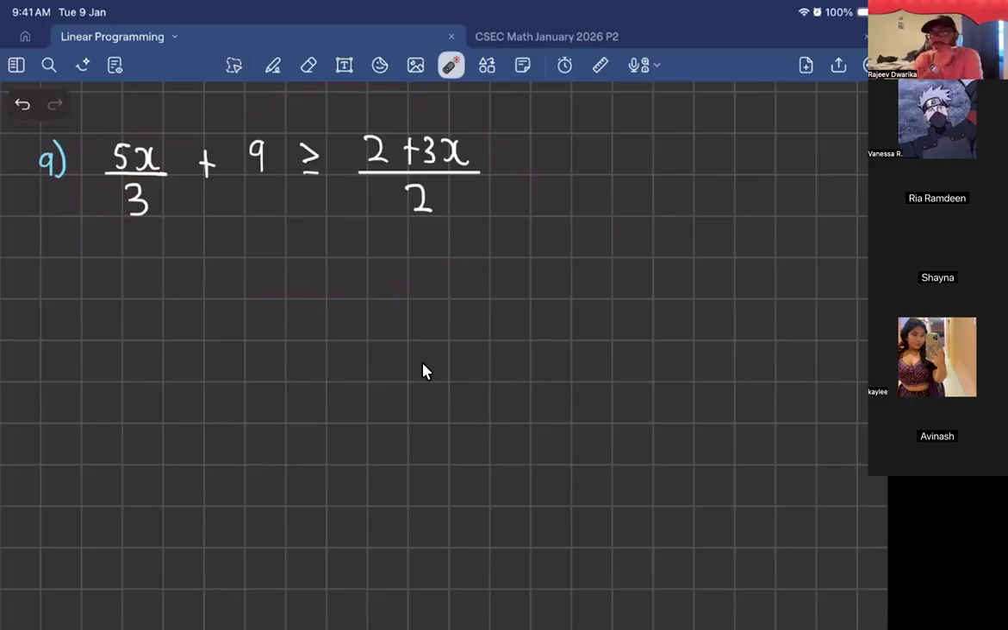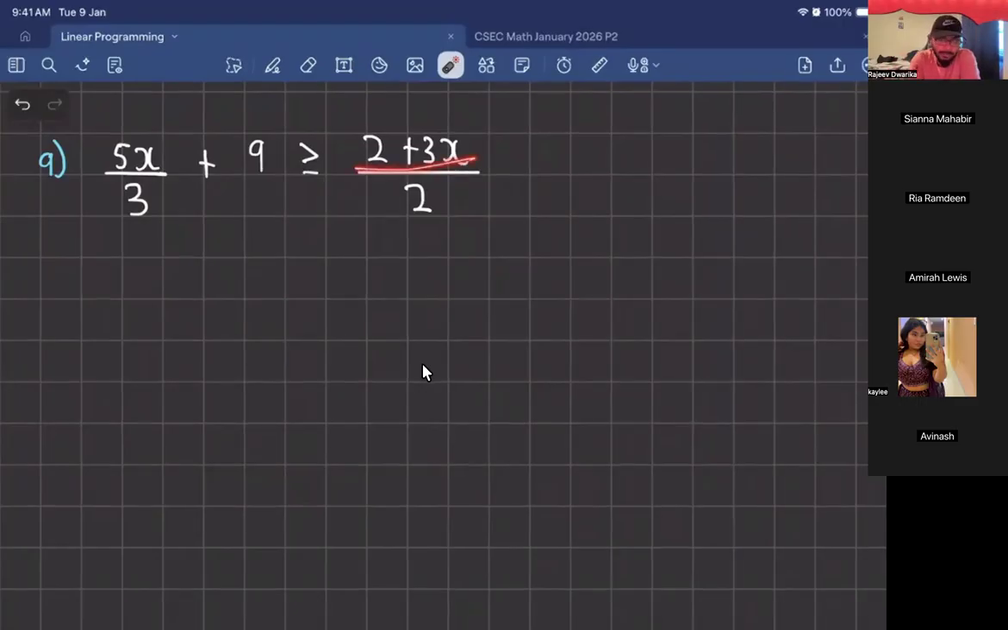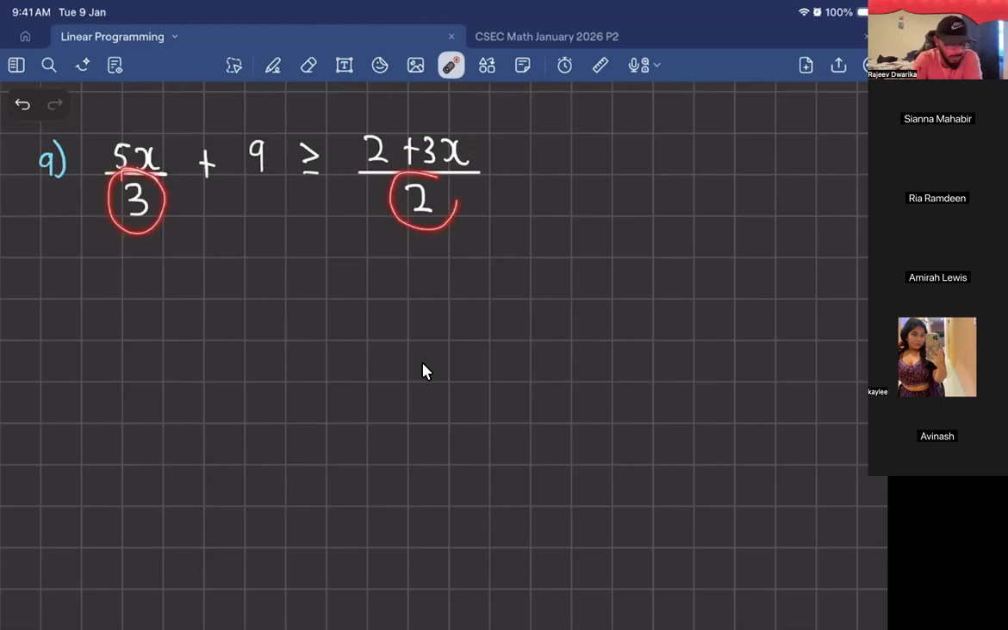If I'm dividing something by 3, that's a what? A half, a quarter, a third? A third, yeah, a third, right? And if I'm dividing something by 2, that's a half. So I'm multiplying 5x by a third, and I'm multiplying 2 plus 3x by a half. Now, what is the LCM between 3 and 2?